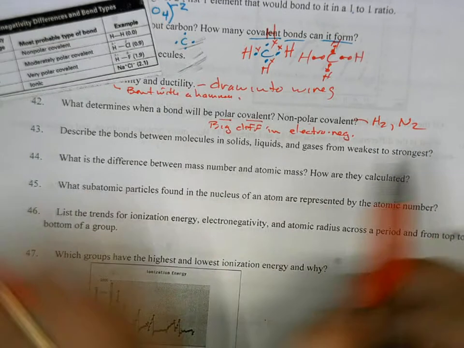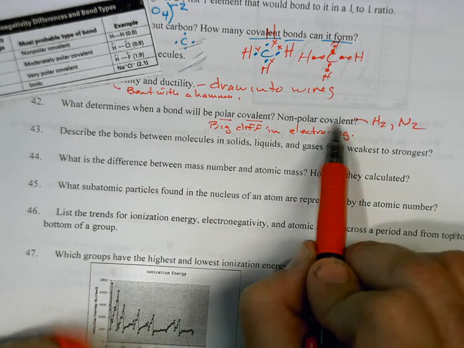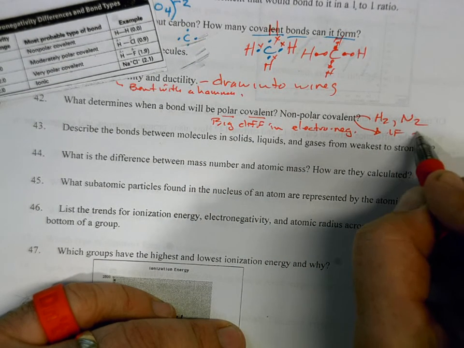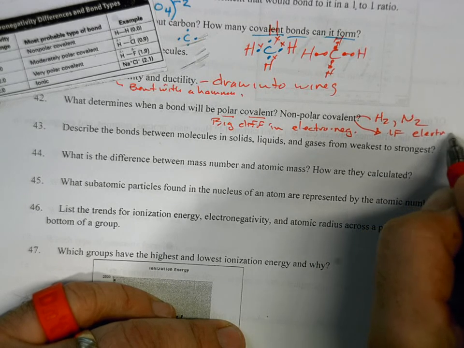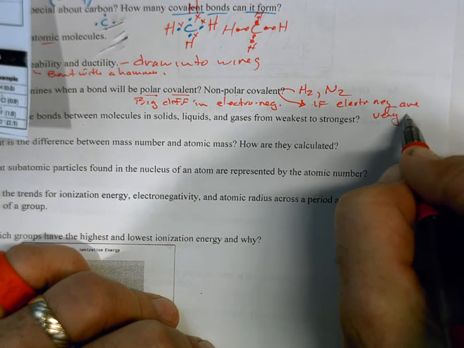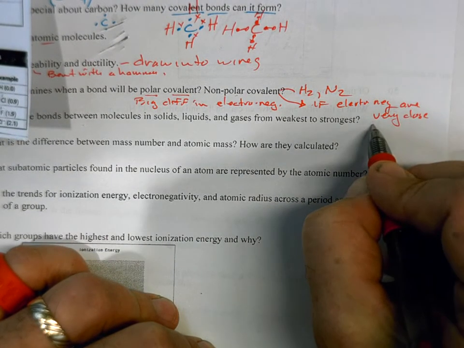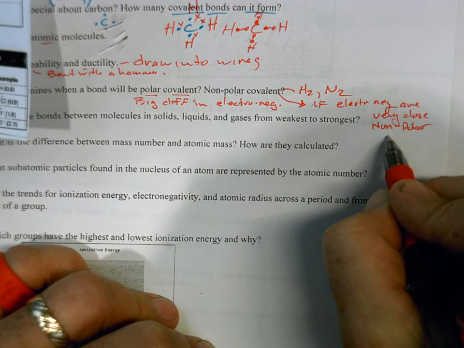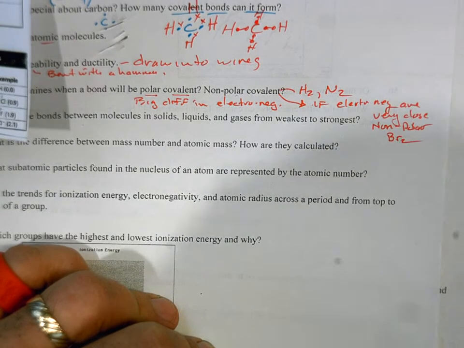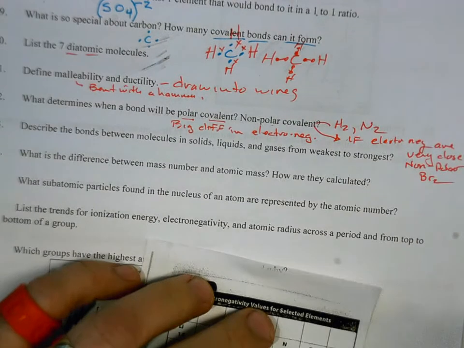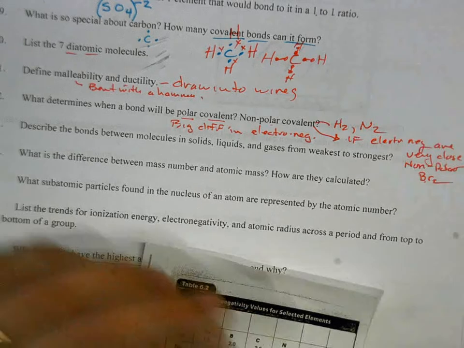So what determines it? On this one, if their electronegativities are very close to each other, they will be nonpolar, like Br2, bromine diatomic molecule. They have high electronegativities, but they're both the same. They're both pulling the same.